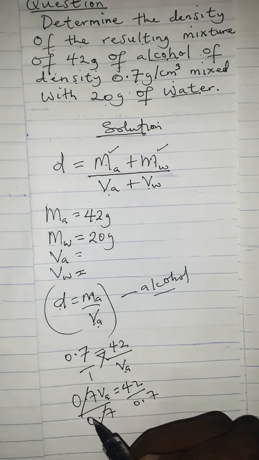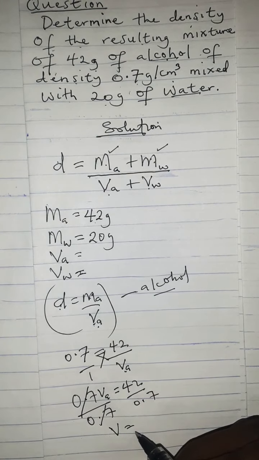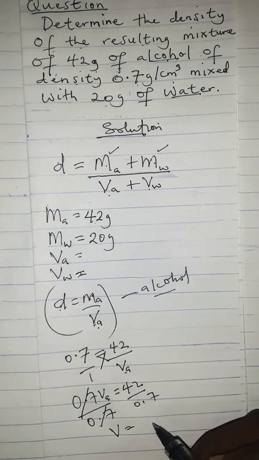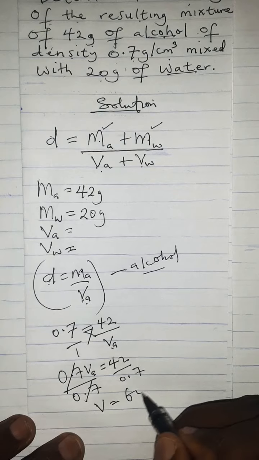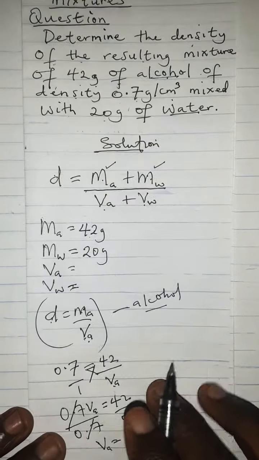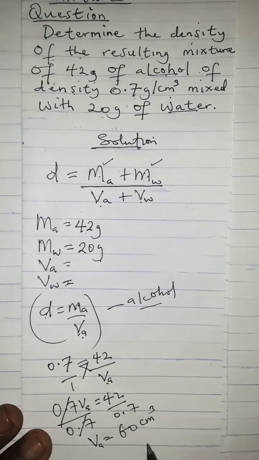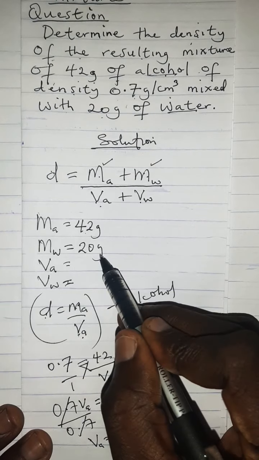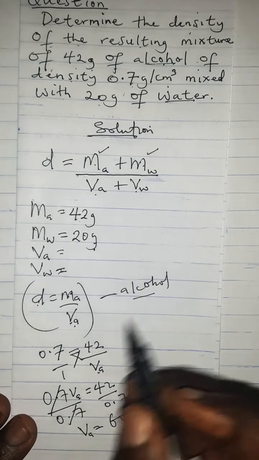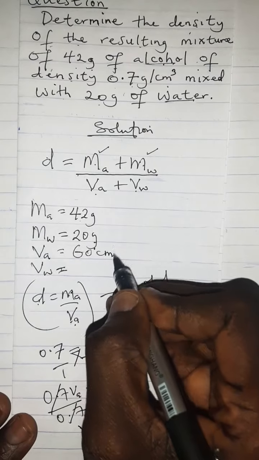So if you divide both sides by 0.7, your volume will now be, let's check, 42 divided by 0.7. It's going to be 60 centimeter cube. And I'm using centimeter cube because they used gram. If they use gram for the mass, then your volume will be in centimeter cube. If they use kilogram for the mass, then your volume will be in meter cube. So since they used grams, I finally got the volume of the alcohol, which is 60 centimeter cube.